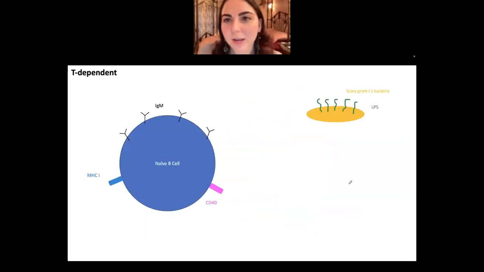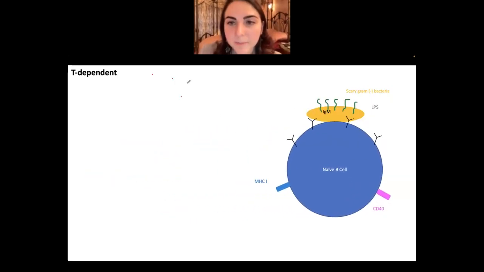Okay, so I need to see things, right? I need to visualize these things. So this is T-dependent activation, thymus dependent, T cell dependent, whatever. Let's say this is a gram-negative bacteria. Here's a PAMP, LPS, on its surface. Here's a scary bacteria. Here's my naive B cell. It's going to have IgM on its surface. I didn't draw IgD, but it also has IgD on its surface. Here's its MHC class 1. Here's its CD40.